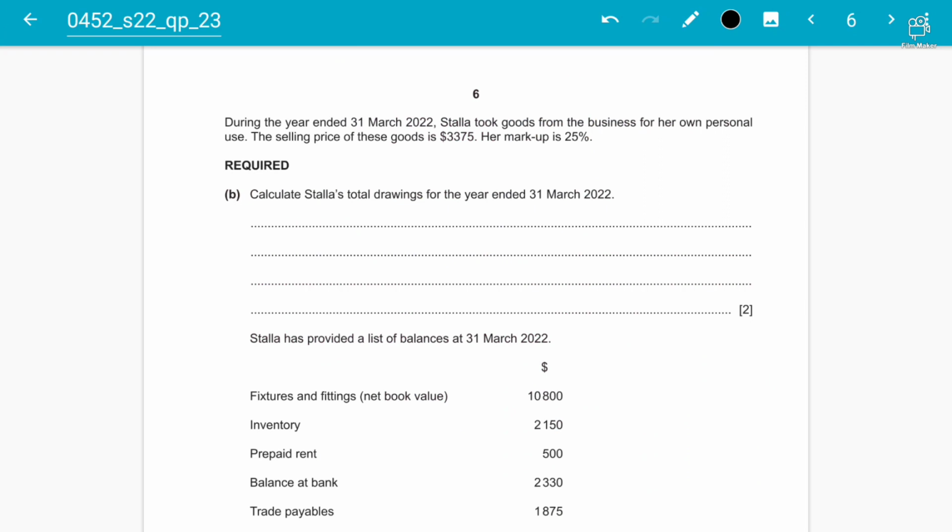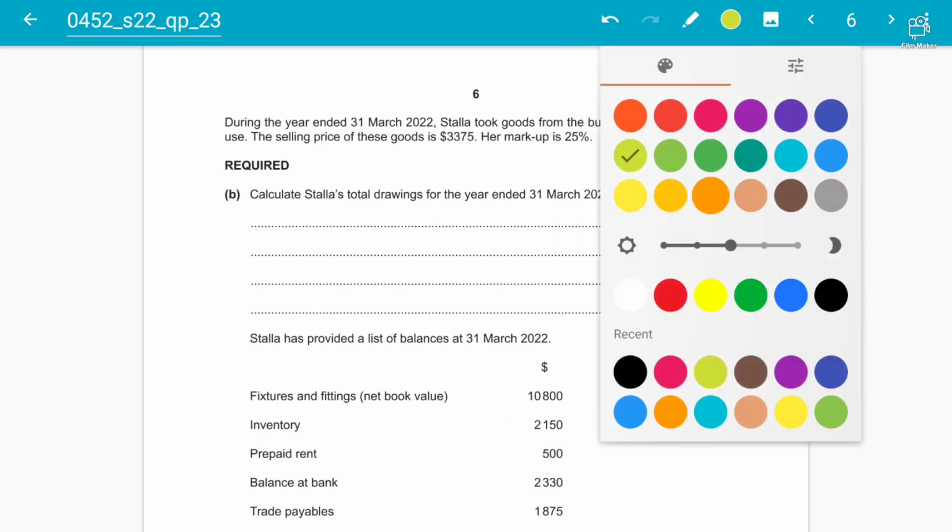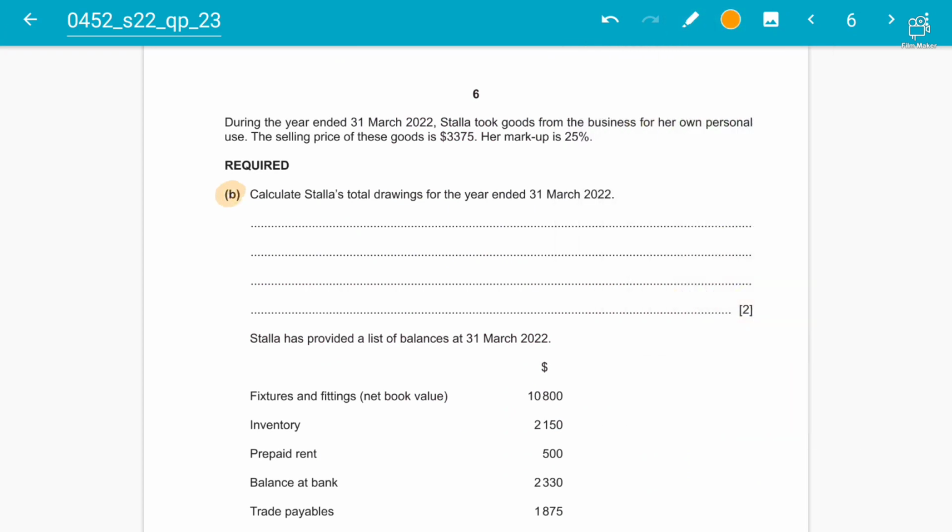Okay, next we have part B students, that talks about during the year ended, for just a 2-mark question. So follow very carefully, there's a formula here that students need to understand. For 2 marks, during the year ended 31st March, there is the person Stella, again the owner, she took goods from the business for her own personal use.